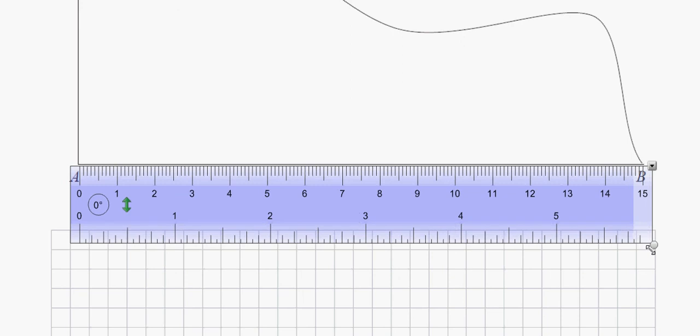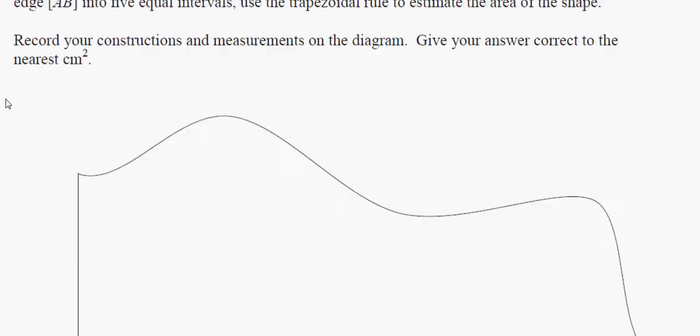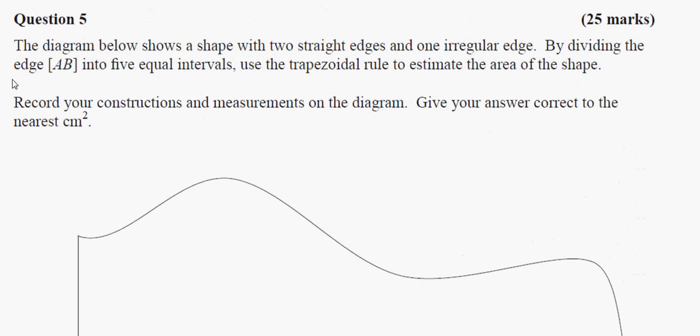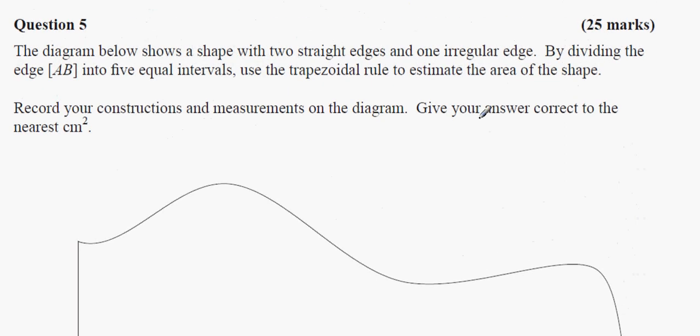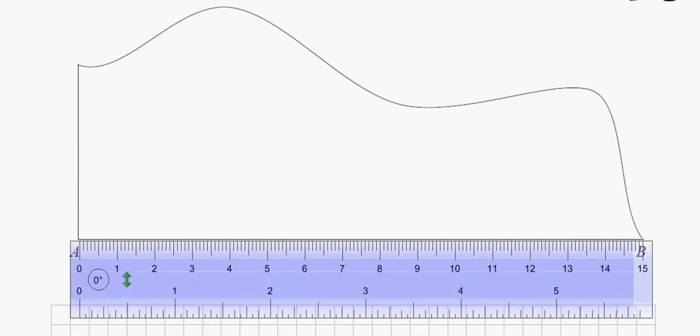And what you got to do is divide this 15 centimeters up into 5 equal intervals. So you're going to divide that by 5, and what you're going to get is 3 centimeters per interval. So let's measure this out. The first one goes up here. Just draw straight up if you can using your ruler. 3 centimeters.